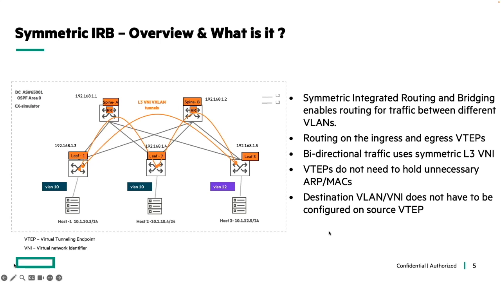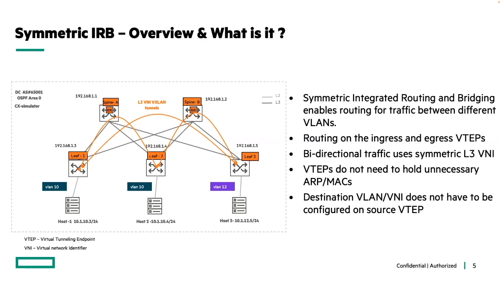So what is Symmetric IRB? Symmetric IRB is Symmetric Integrated Routing and Bridging, which seamlessly combines both routing and bridging functionalities within a network and enables routing for traffic between different VLANs I have highlighted here. The primary goal is to allow the devices in different subnets or VLANs to communicate with each other efficiently. Symmetric IRB works on both the ingress and the egress sides of the network, to ensure that the data packets get where they actually need to go.